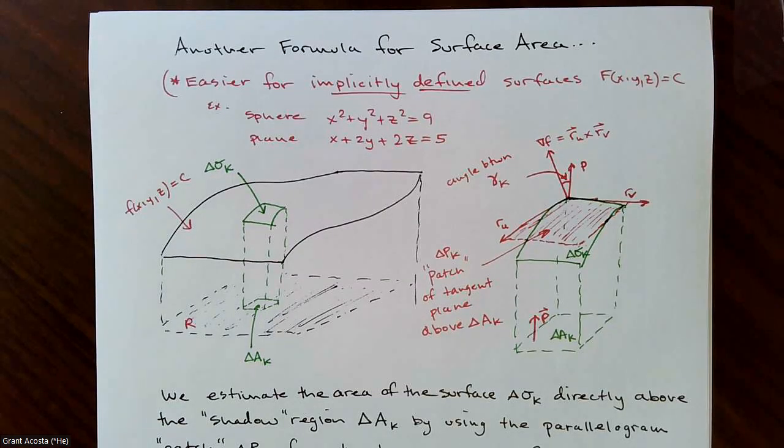Right, in this video, we're going to talk about two more formulas that you can use to find the surface area of a three-dimensional surface. The last one we did was the parameterization method, where you define your surface using two parameters. They can be any parameters. This one we're going to start with.